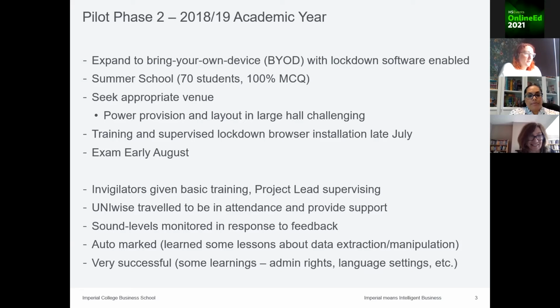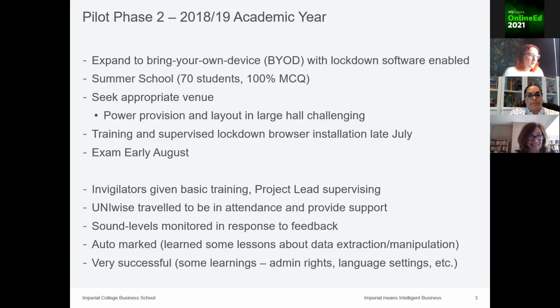We had a bit of trouble finding an appropriate venue, something with power large enough for a number of cohorts, and you'll see a picture of what we ended up doing in a minute. We had some in-person training and installation of the lockdown browser on campus in late July, and then the exam in August. We had our invigilators from paper exams, some of whom were given some basic training, and I was there as well to supervise, along with Univise, who travelled over from Europe to give us some support.